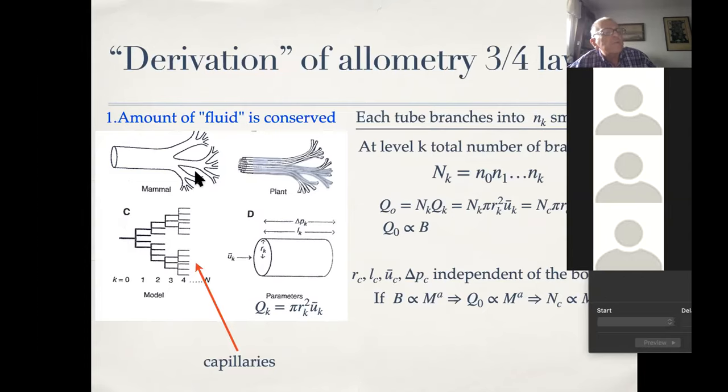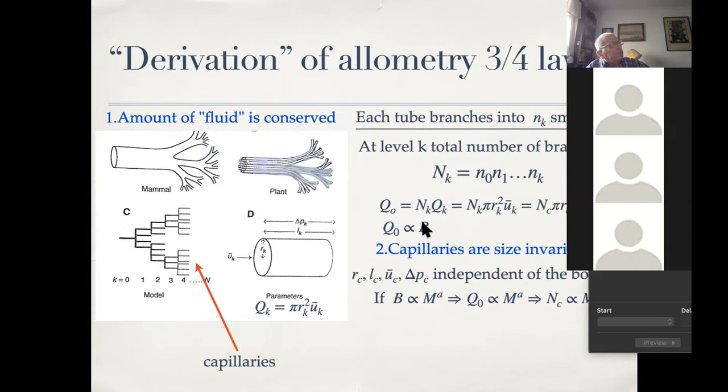it ends up in tiny capillary veins which supply essentially all the individual regions of our body. And this must be the same. So the same formula holds for the last layer in my network, where the total number of tubes is n_c, from capillary. And this is the area of a capillary times velocity in the capillary. Because the flow in the zero layer of my network is essentially proportional to the metabolic rate, I have a relation between the metabolic rate and the number of tubes in the capillary layer.